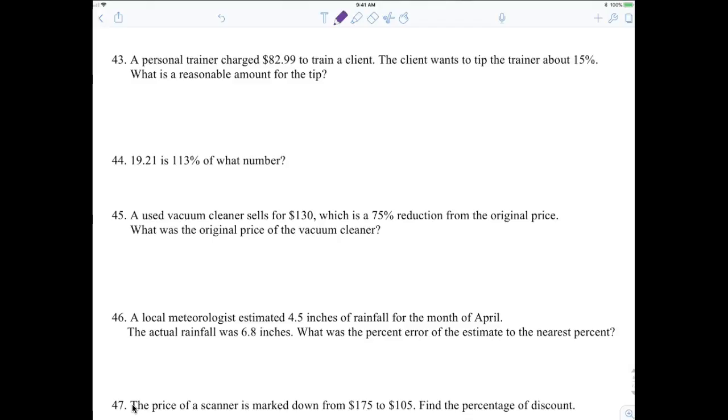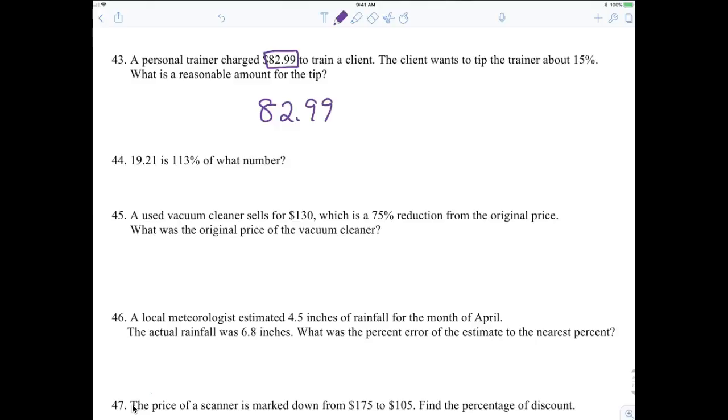Tell me what you're typing in. How much did you pay? Right, so you paid $82.99. Now you want to leave a 15% tip. Now, are we adding it in?